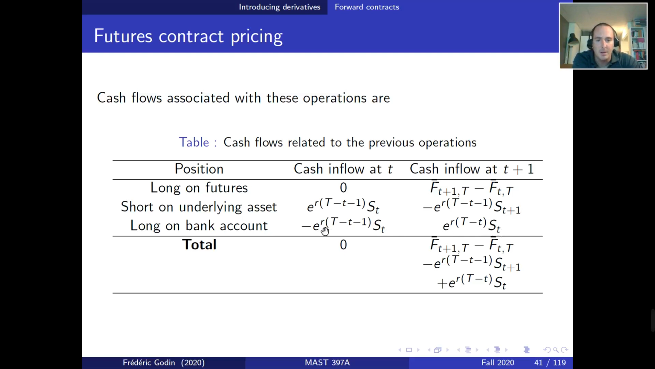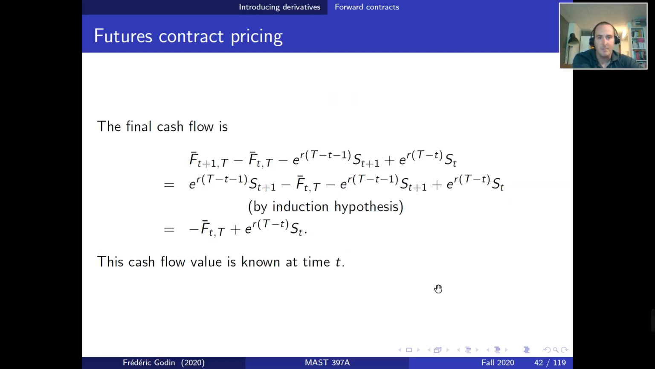Okay, so we multiply this amount by exponential of r. So the minus sign here disappears as we multiply this by exponential of r. So this is why we get that cash flow. So the net cash flow from all operations is the following. At time small t, there are zero cash flows. And at time t plus 1, here's the net cash flow. So let's copy that and paste it on the next slide. Okay, so this is the formula for the cash flow at time t plus 1.